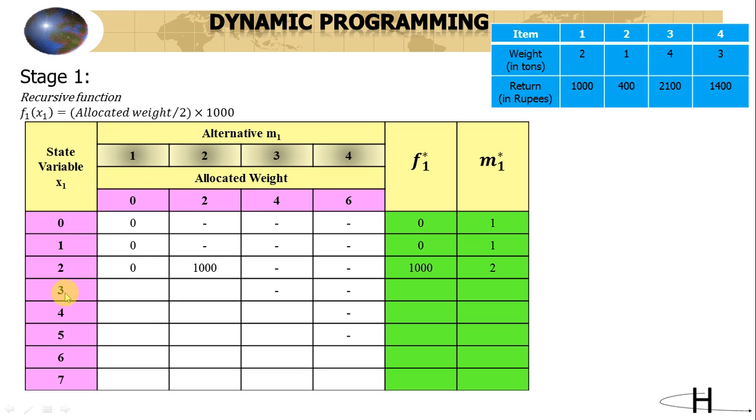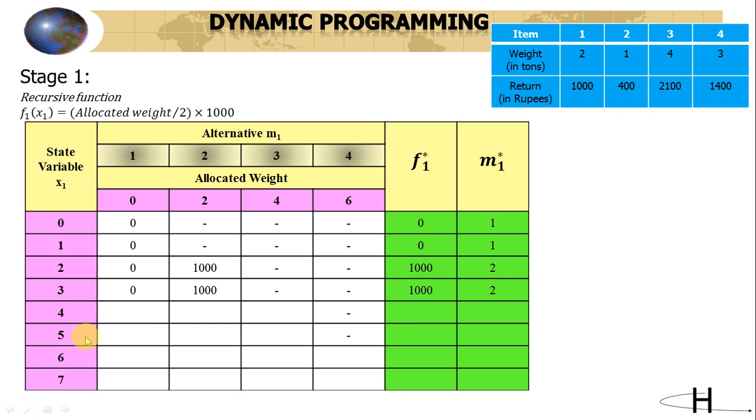Now let us consider the value of state variable x1 as 3 ton. With respect to 3 ton, when we allocate weight 0, the recursive function value will be 0. When we allocate 2 ton weight, the recursive function value will be 1000. Beyond 2 we cannot allocate weight 4 because it will exceed the limit 3. So amongst 0 and 1000, the best recursive function value is 1000 with respect to alternative 2.